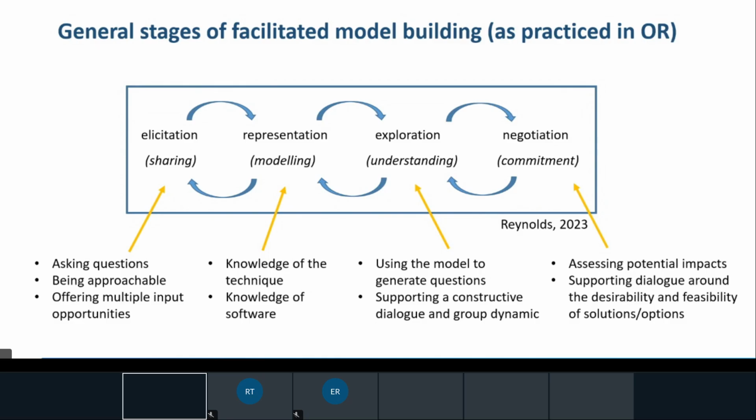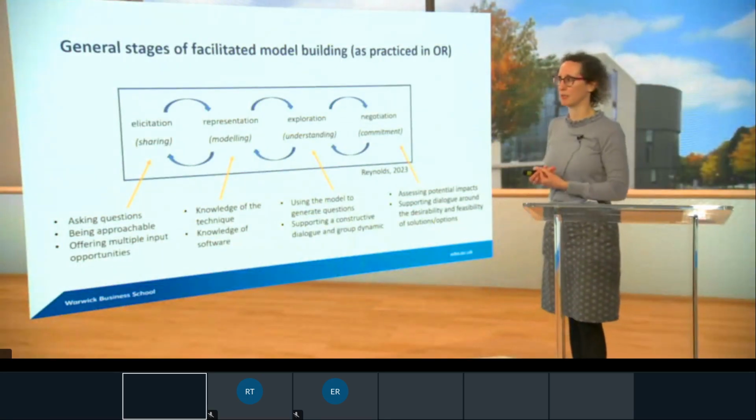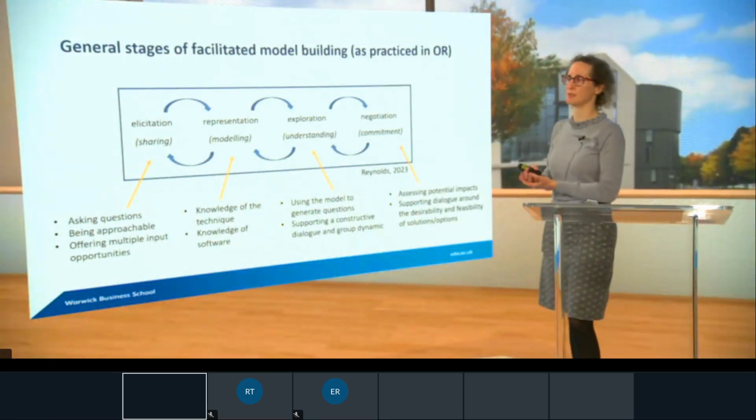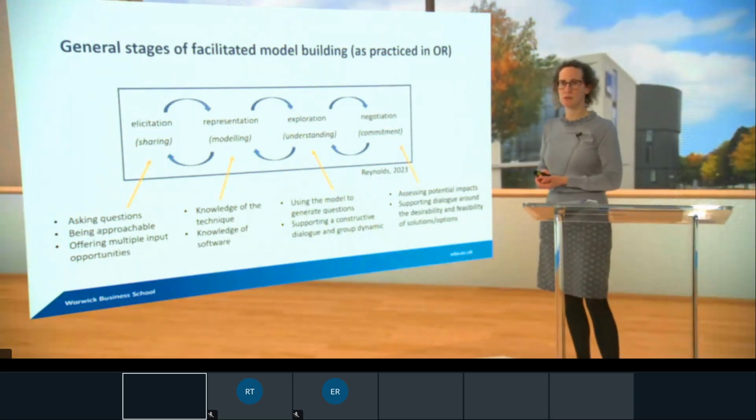And when you have a strong negotiation, you hope that everybody is committed then to the outcome. So you're assessing the potential impacts of going in different directions, of taking different options forward. And then you're supporting this dialogue about the desirability and feasibility of those solutions and options. This again brings us back to thinking, how politically feasible is this? To whom is this desirable? And to whom might this actually be undesirable?